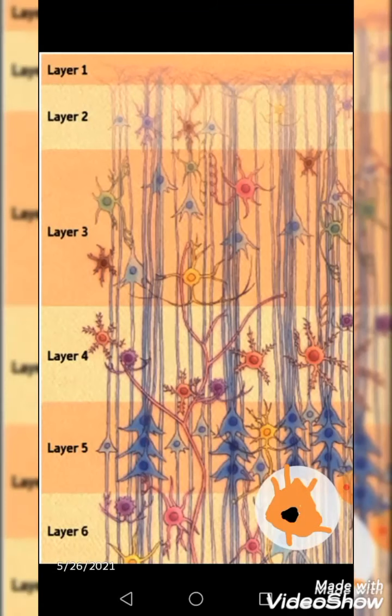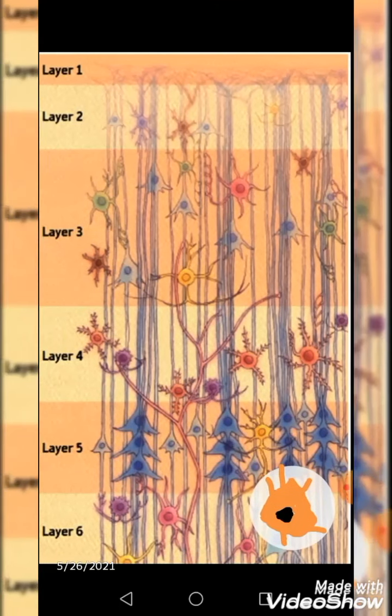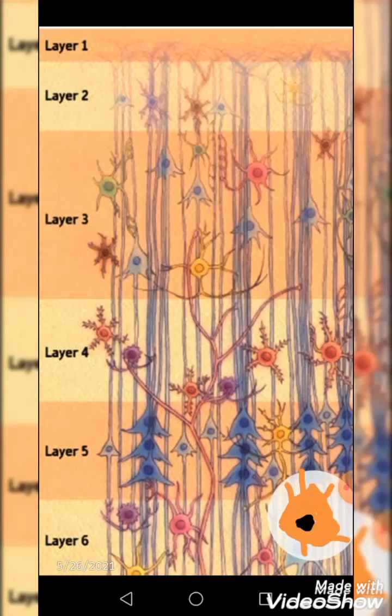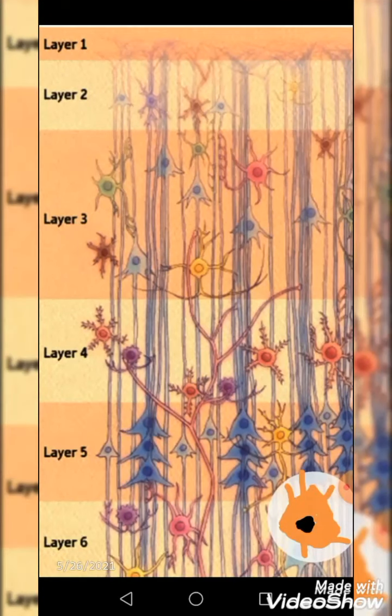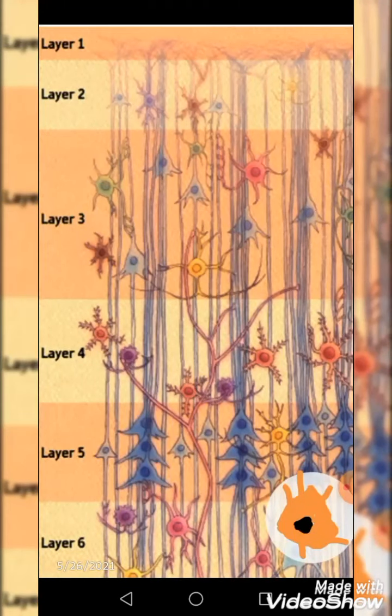The layer number 4 is called the internal granular layer. If you concentrate, this layer has closely packed granule cells. Pyramidal cells are also there. Among the neuroglia, you can expect protoplasmic astrocytes, which are the astrocytes of gray matter, and you can expect microglia and oligodendrocytes.